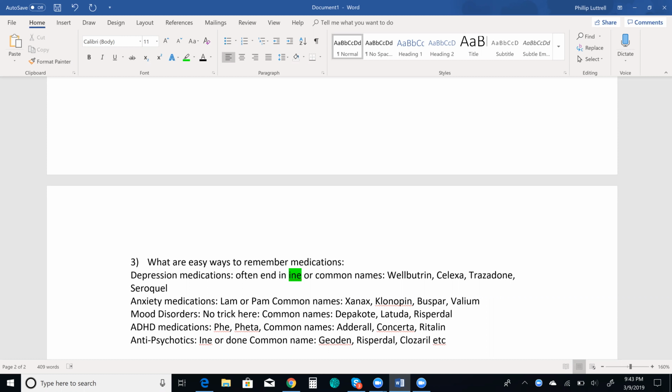Etc. Those ones are a little more hard to remember, but given that this isn't recall, you don't have to just spout them off the top of your head like I just did here. Where does lithium fall? That's mood disorder. It's a lot easier if people spout them, but you don't have to do that. Those are just some common ways to remember that.